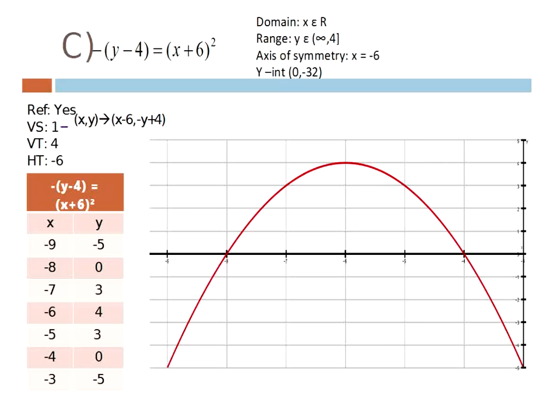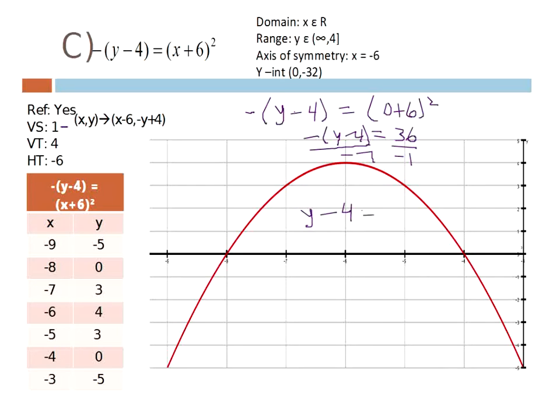Now notice that the y-intercept didn't show up in the table here. And so we can solve for the y-intercept by setting x equal to 0. And so when I plug in x equals 0, 0 plus 6 is 6. 6 squared is 36. And now I can start undoing what's being done. I can divide by -1. And that gives me y minus 4 equals -36. And add 4 to both sides, and I get y equals -32. So this y-intercept is way down here.